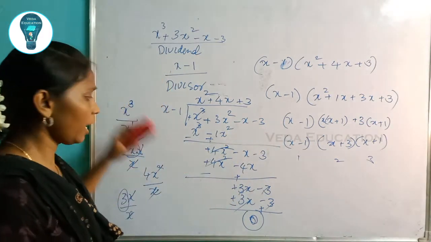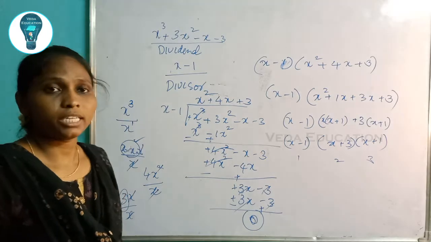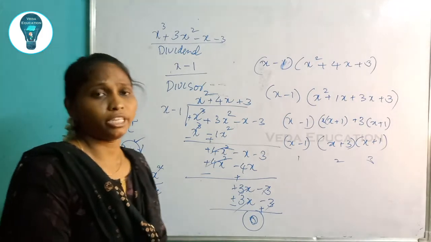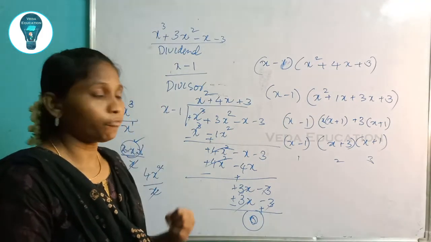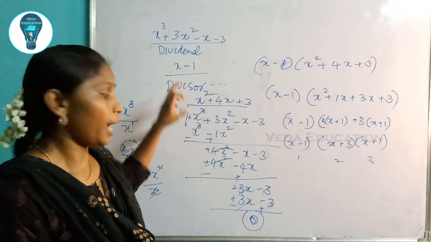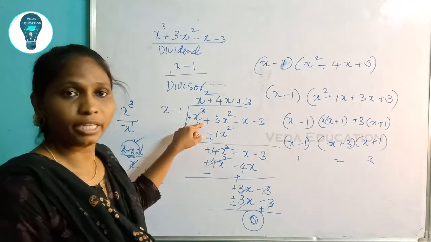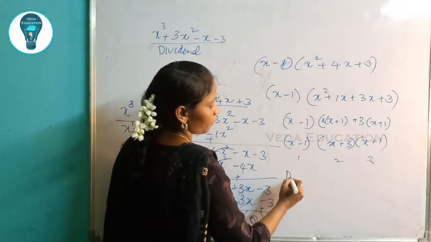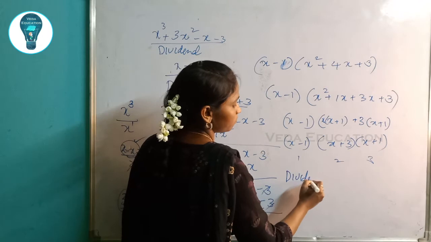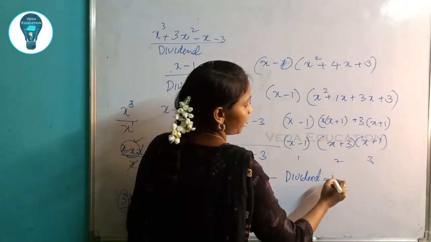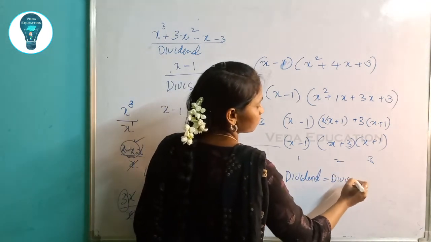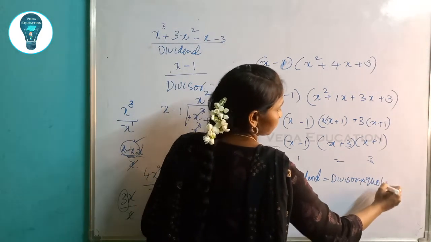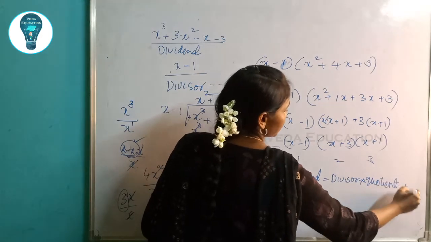Okay. And here we will discuss the division algorithm. What is the division algorithm? The division algorithm says that when we divide some number, after multiplying divisor and quotient and adding the remainder, you will get the dividend. That is the division algorithm. So here the division algorithm is: dividend equal to divisor into quotient plus remainder.